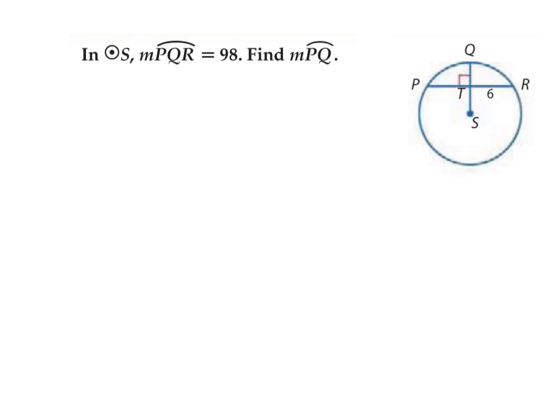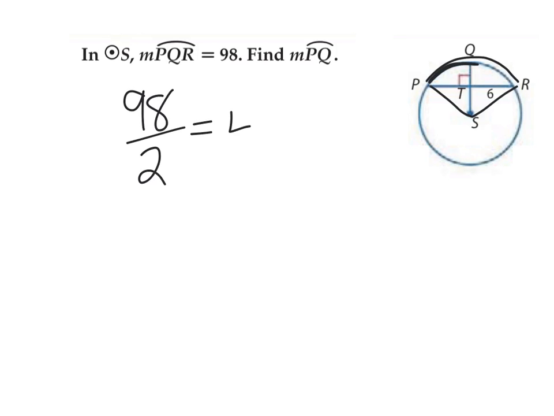I'm going to do this one for us. In circle S, the measure of arc PQR is 98. That means that the measure of angle PSR would be 98 degrees, just a side note. But that's not important for this problem, but it is important in general. Okay, so the measure of arc PQR is 98. They want us to find the measure of PQ. So the whole thing, PQR, is 98. This part of it, PQ, that's going to be half of 98. So 98 divided by 2, that's going to be 49.